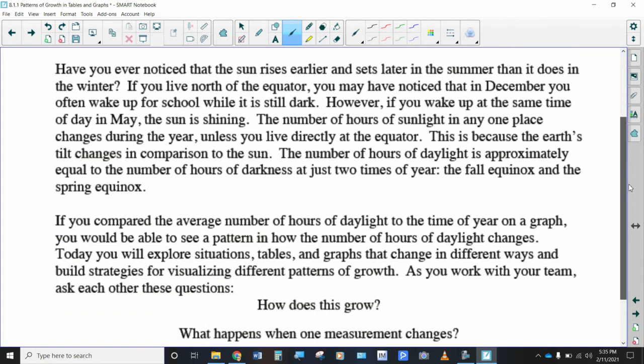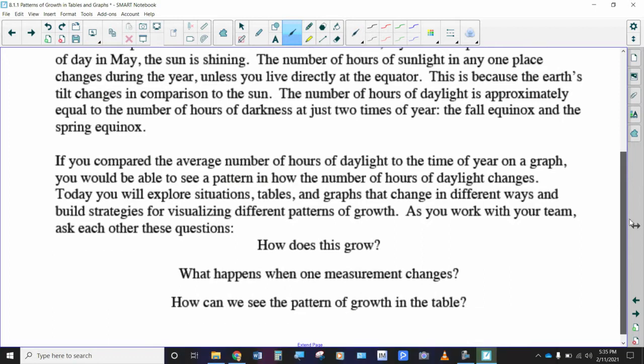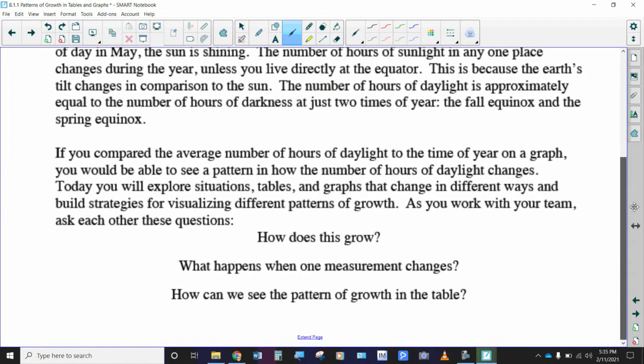The number of hours of daylight is approximately equal to the number of hours of darkness just 2 times out of the year, during the fall equinox and the spring equinox. So first day of spring, first day of fall, the day and the night are exactly the same. If you compare the average number of hours of daylight to the time of year on the graph, you would see a pattern in how the number of hours of daylight changes.